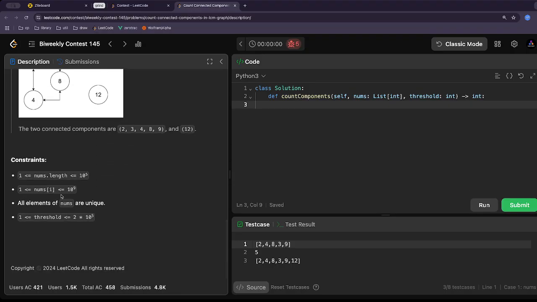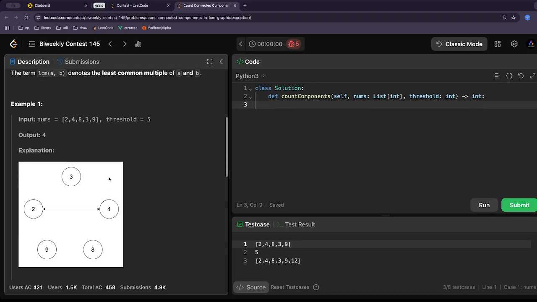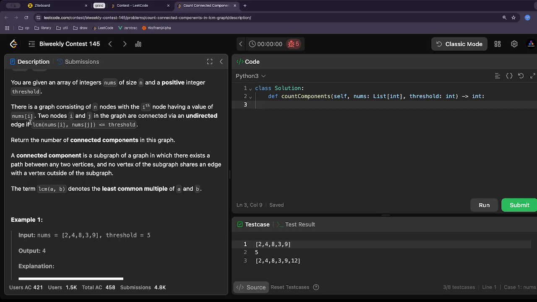So the problem here is that the number of nodes in the graph is 10 to the 5th, right? So if you were to build the graph naively, you would have to go over all the pairs and do this check, the LCM, calculate. The LCM is already in Python in the math module, and is logarithmic in time, so it's pretty fast.